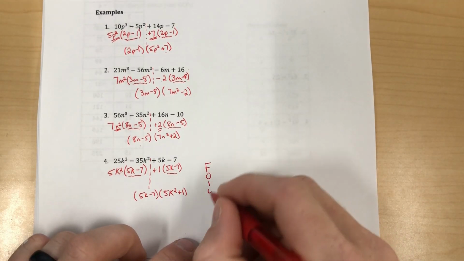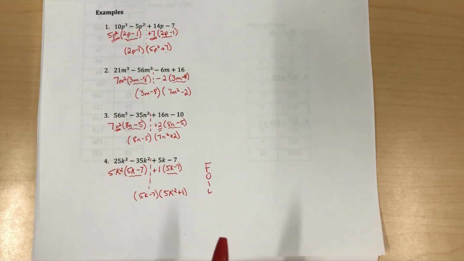Again, if you want to check that these are factored correctly, you can go back and check them with FOIL. This is a good thing to do as you're factoring, just to check that your work is correct.